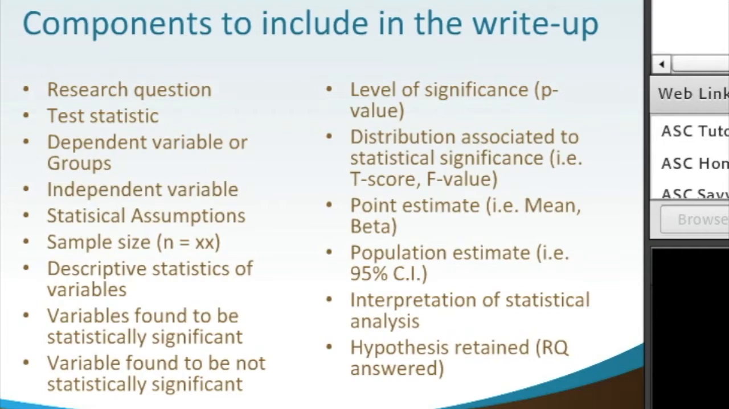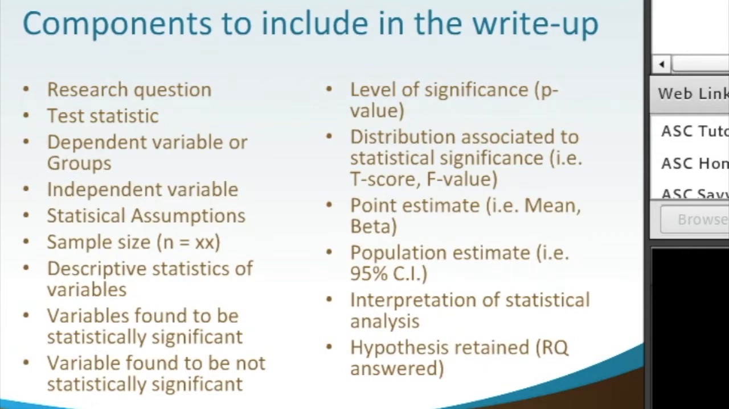So the components to include: we want to include the research question, because you may have more than one research question and you want to re-identify that again in your paper. You want to identify the test statistic or the statistical test that you applied to answer that research question. You're going to identify the dependent variable or the groups. Then you'll identify the independent variable.